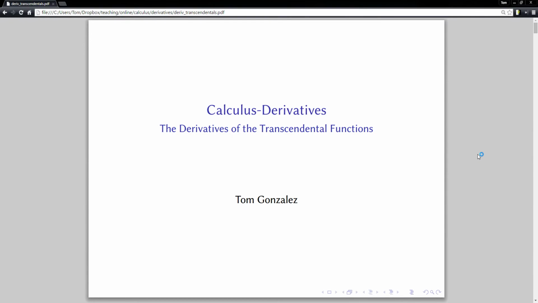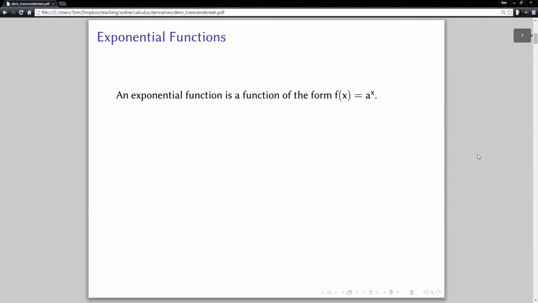In this video, we're going to talk about the derivatives of some of the transcendental functions. So first off, let's start talking about the exponential functions. An exponential function is just a function of the form f of x equals some number a to the x power. Okay, so for instance, 2 to the x.